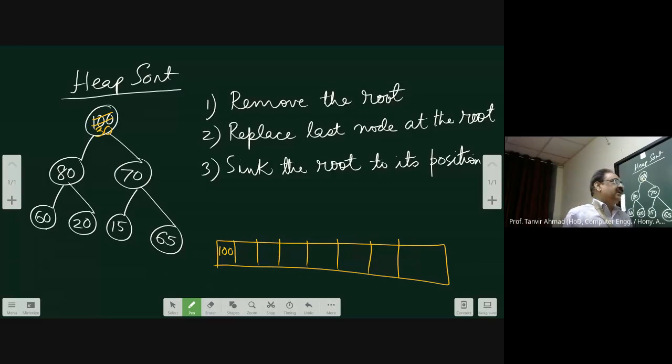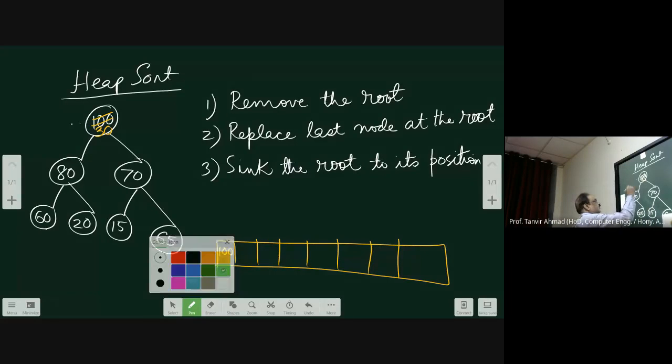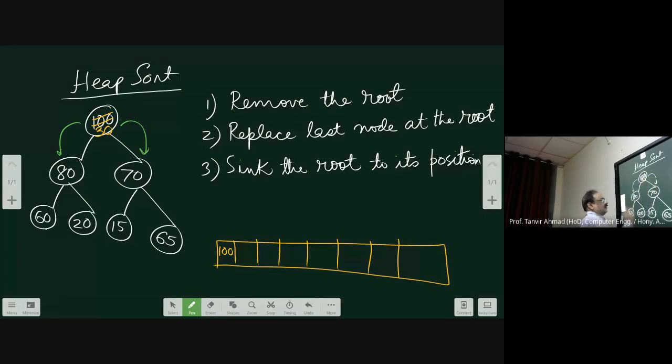That means I will compare 30 with 80 as well as 70, and I will replace 30 with the node which is bigger, the left or the right. Here I will compare this with this, and also this with this, and I find that 80 is bigger. Then I will replace this with this, and 80 will come here.